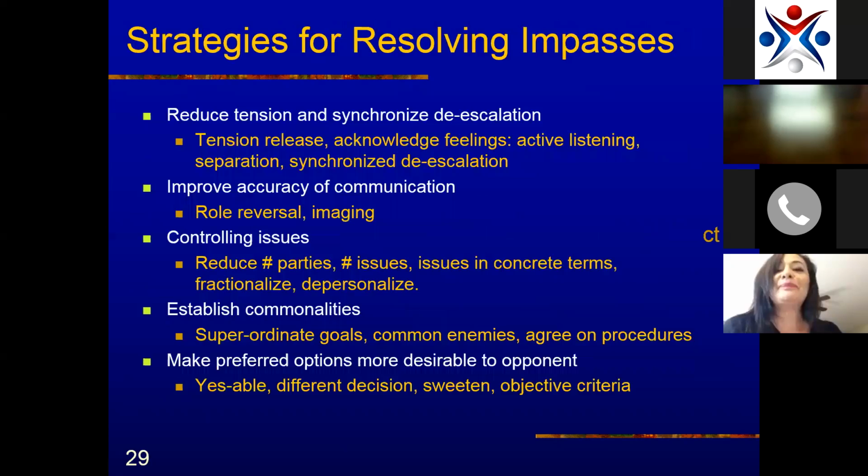Slide 29. Here are some strategies for resolving impasses. When you come to a dead end, what do you do? Reduce the tension, improve communication, find a common ground, make your objectives more desirable, and get people on board.